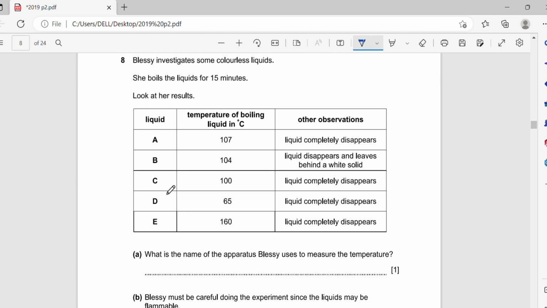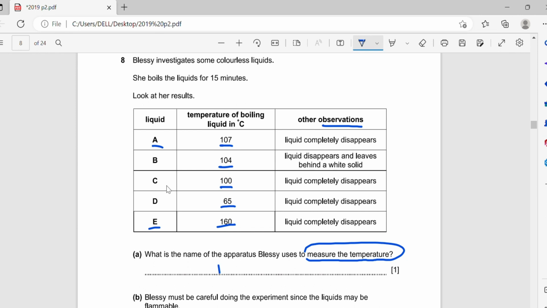طب question number 8. Blessy investigates some colorless liquids. She boils the liquids for 15 minutes. Look at her results. يبقى عندها liquids from A to E. She is boiling them. ودي temperature of the boiling liquid in degrees Celsius. وهنا عندها other observations. What's the name of the apparatus Blessy uses to measure the temperature?